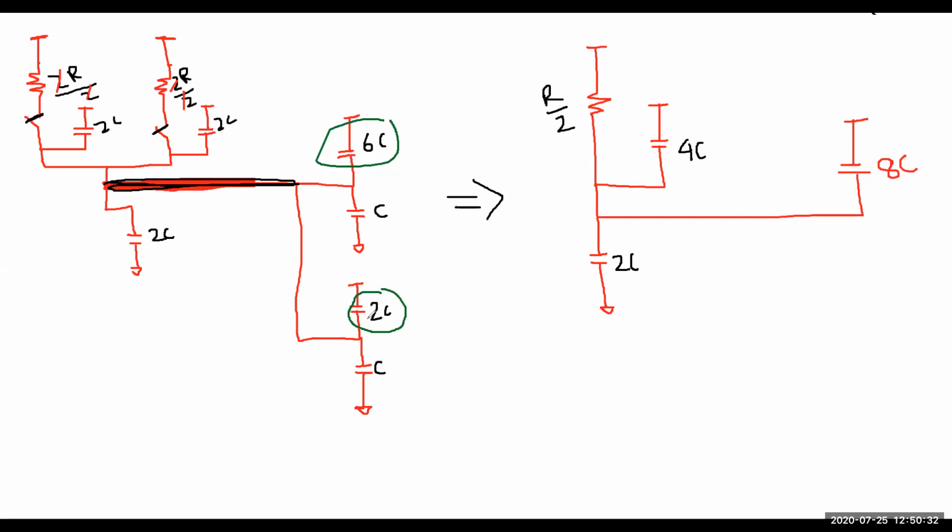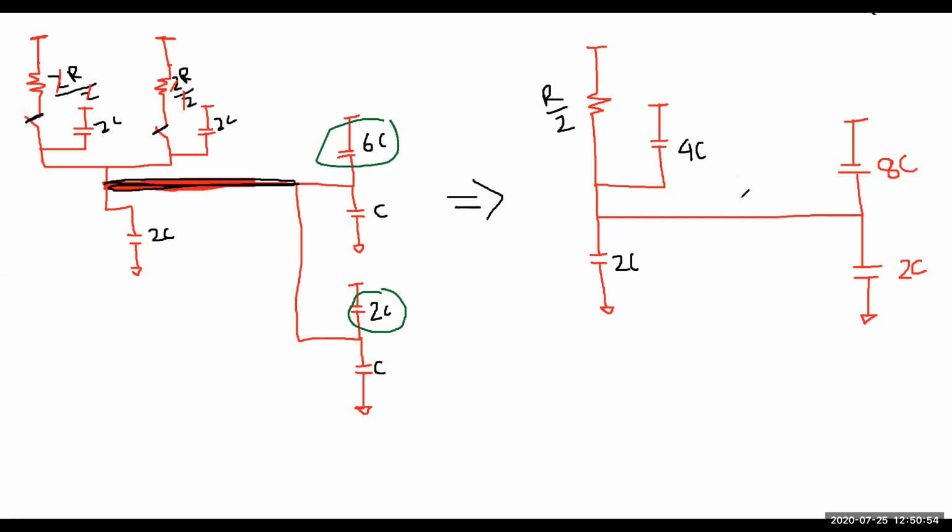And this C and this C, they are parallel because of the ground on one side. So they become 2C, right? Okay. So I'm going to take another screenshot now.